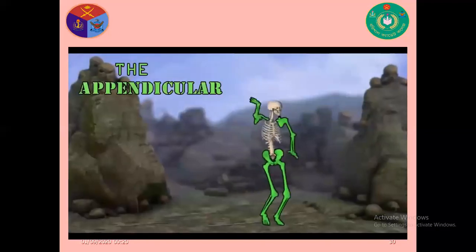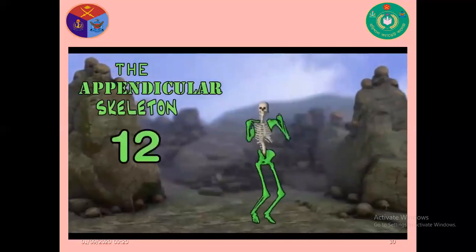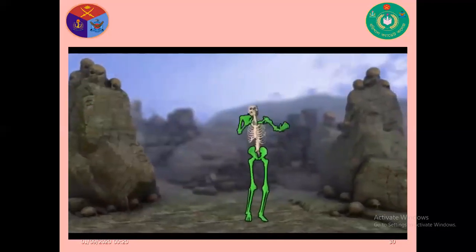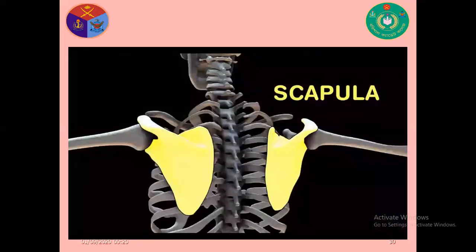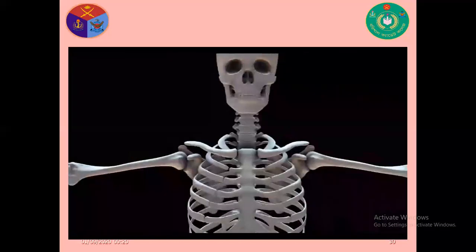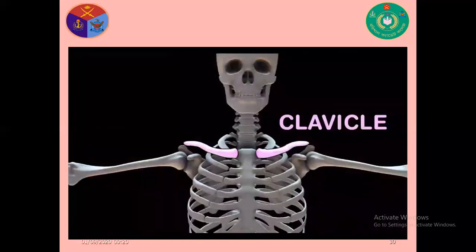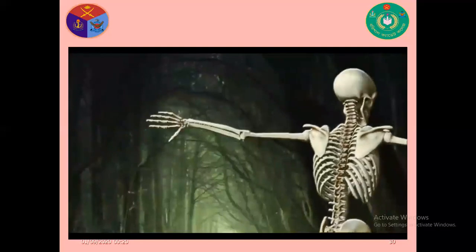The appendicular skeleton, 126 bones, in shoulders, arms, and legs, as we have here shown. Your scapula, also known as your shoulder blade, next to the clavicle or collarbone is laid. You have 3 arm bones, 1 above and 2 below. Here they come together to meet at the elbow.